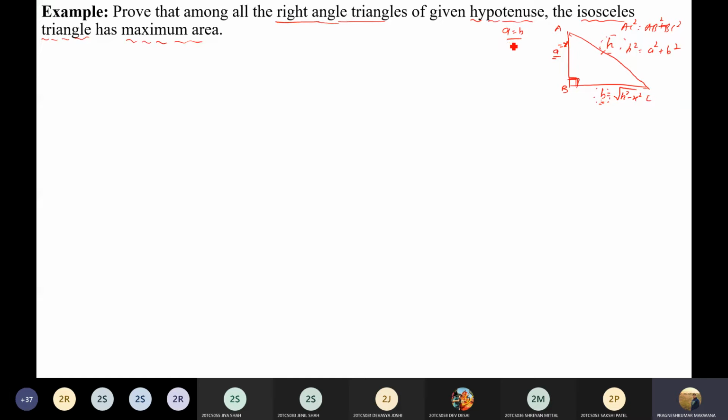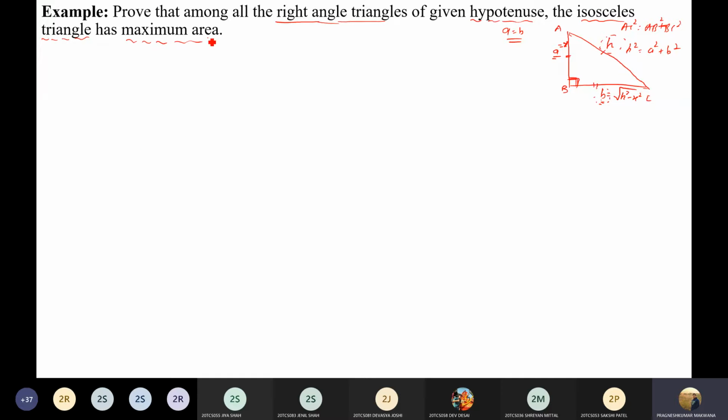Yes or no? Yes, sir. So here we have to prove that A is equal to B. Then you can easily see that this triangle is known as isosceles triangle.